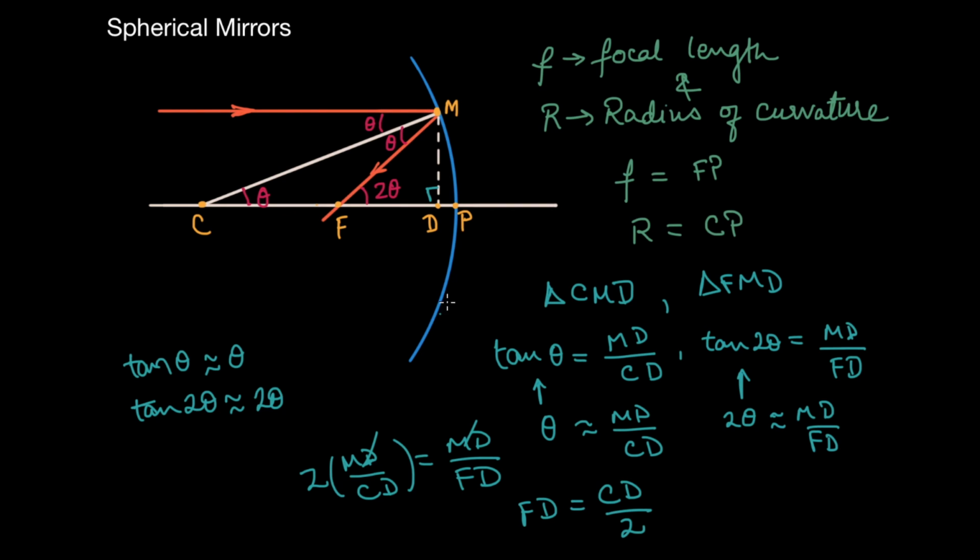And now when M is close to the pole P, then the distance between D and P is very small. So the distance FD is almost the same as FP, which is the focal length. So we can write this equation here. FD is going to be the same as the focal length. And CD, what is CD? CD is almost the same as CP, which is the radius of curvature, and then divided by 2. So the focal length is equal to the radius of curvature divided by 2.